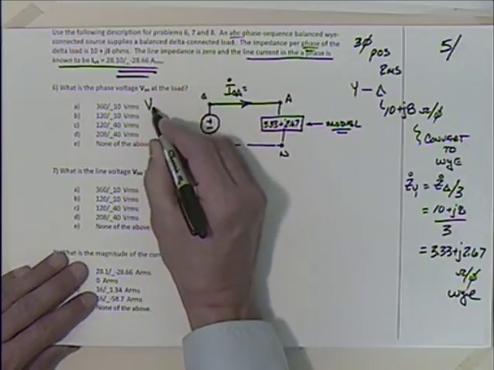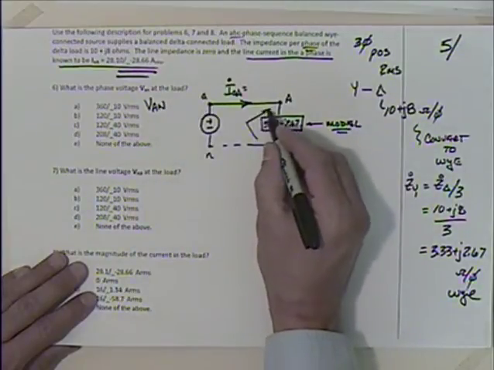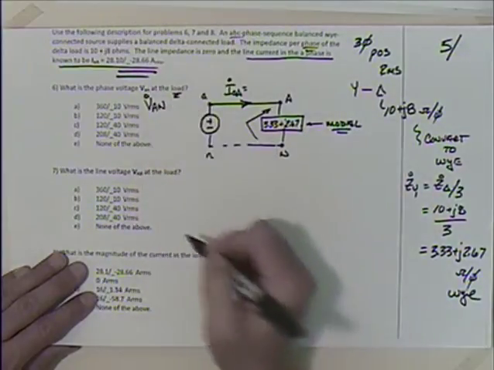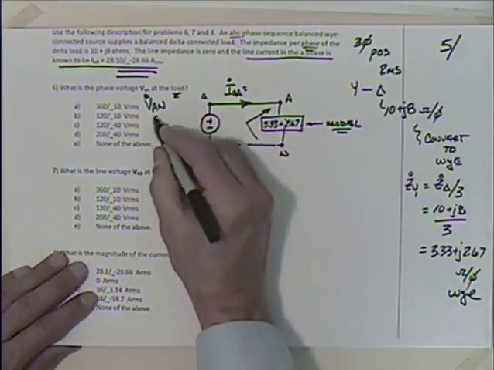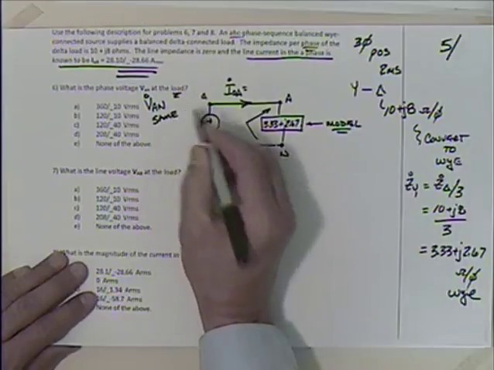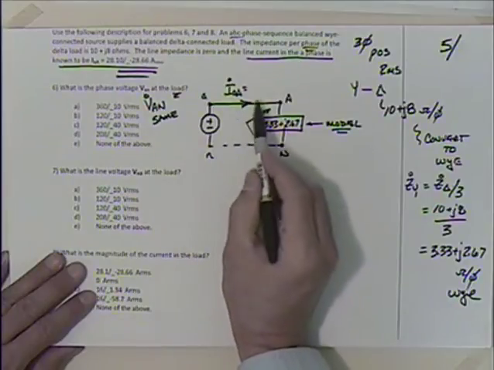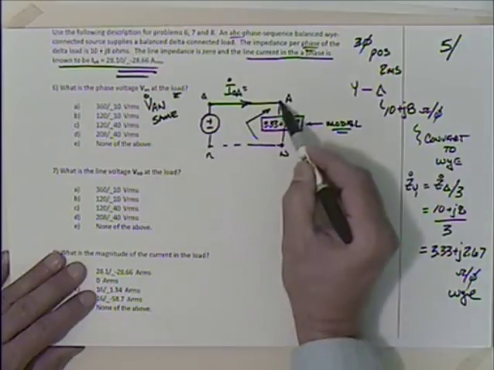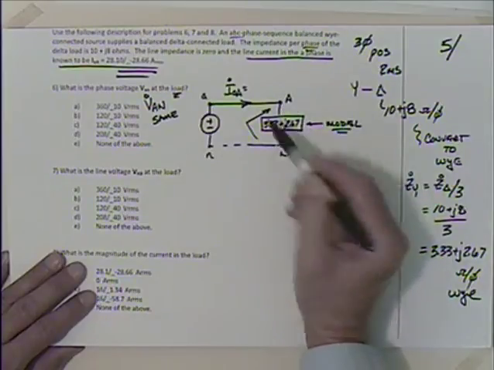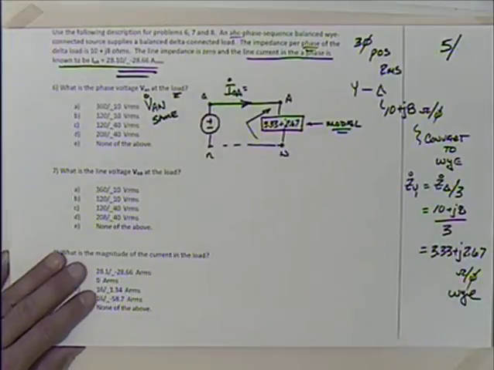Should we have said V capital A capital N? Because usually we have capital letters at the load, right? But since we don't have any drop in the line, it should be the same. So that would be a kind of confusing question if I had a line impedance. Then the voltage here with respect to there would not be the same as the voltage here with respect to there. But since I don't have any impedance in the line, these two are equal.